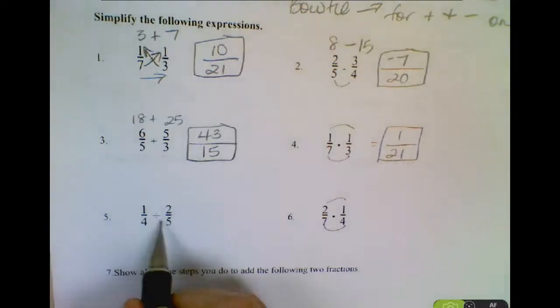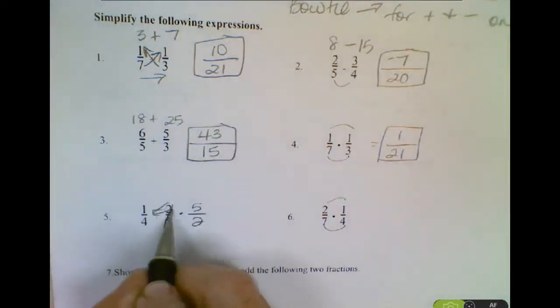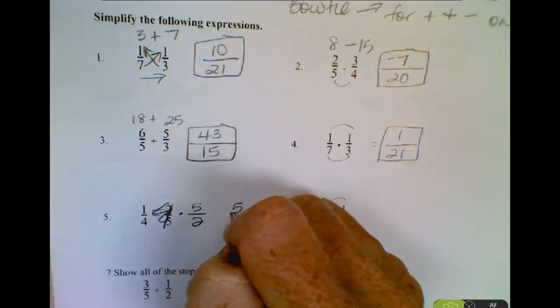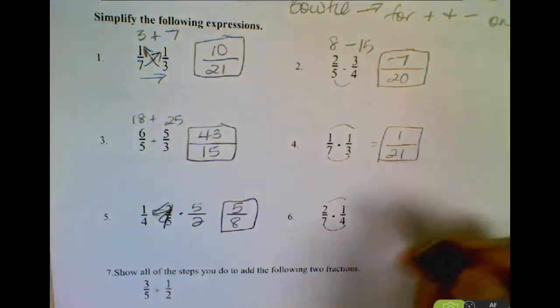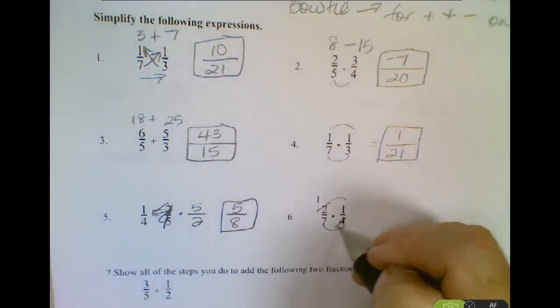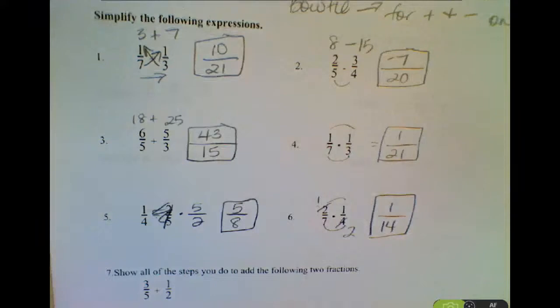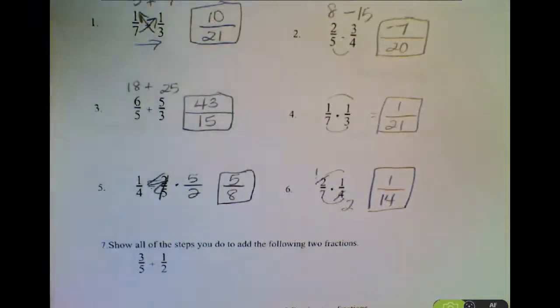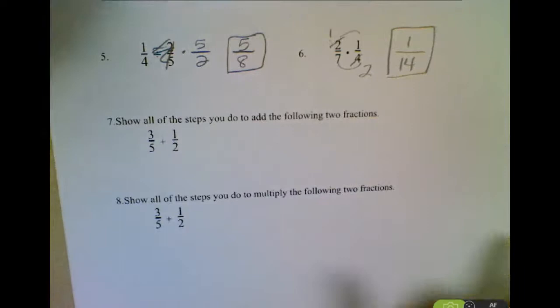When you're dividing by a fraction, it's the same as multiplying by the reciprocal. So 1 times 5 is 5, and 4 times 2 is 8. Can't reduce that, leave it alone. Here you can cross cancel first. So 2 goes into 2 once and into 4 twice. So you get 1 over 14. Okay. Go ahead and do number 7 and 8 on your own. You can show the steps. Just need to know what you're doing.